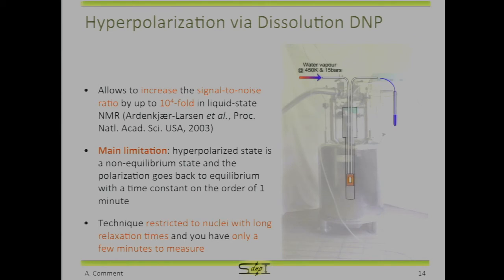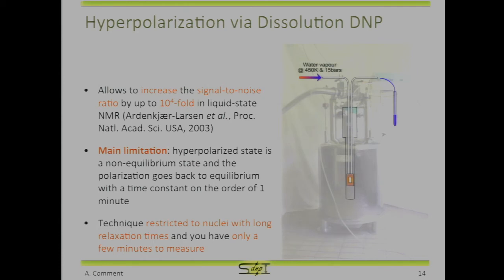This was developed by a company, Amersham Health, in Sweden in 2003, that was later bought by GE Healthcare. I will tell you about the future of this technique just after, but just to go back to the limitation: it goes back to equilibrium. We created an out of equilibrium state by warming up the sample, and then it goes back to equilibrium with a time constant of about 1 minute. So in 1 minute, you have lost what you have built. So you've got to be quick, all right?